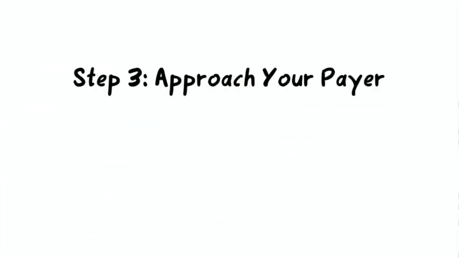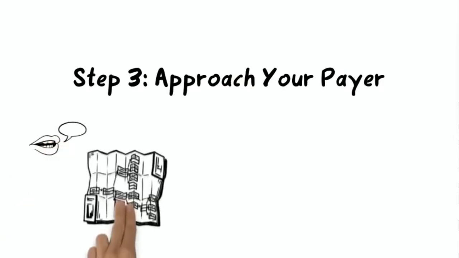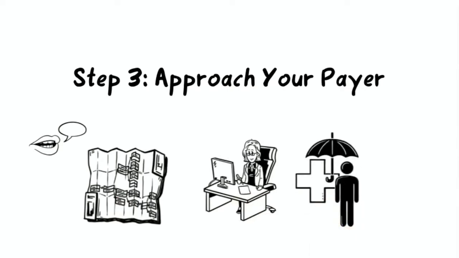Step 3. Approach your payer. The most important step is to speak up and be heard. Make a game plan beforehand. Having your chief biller contact a low-level rep at the insurance company likely won't result in any productive action.